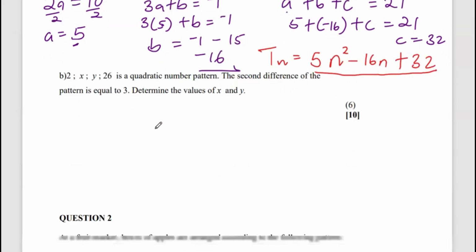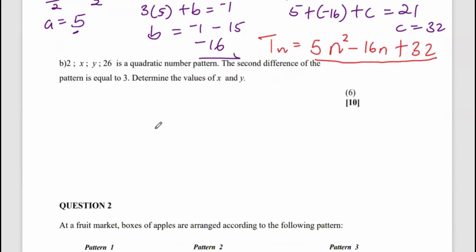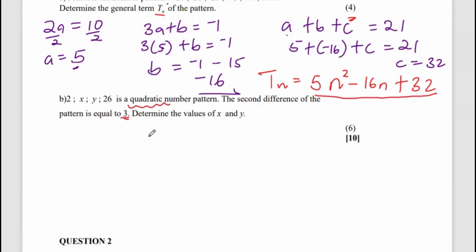Then let's look at part B. They're telling us that we have 2, x, y, 26 is a quadratic. Here they are being specific. They're telling us the second difference is 3. Determine the values of x and y. Let me just jot it down this side.